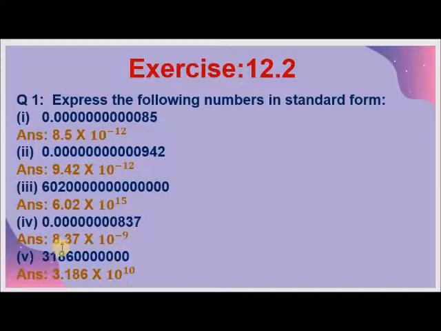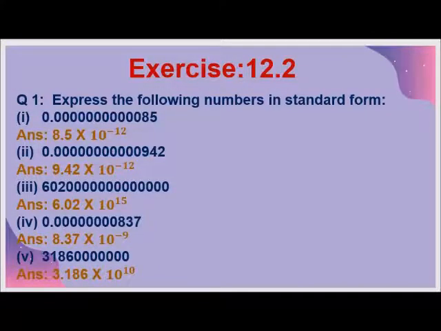Now fifth part is 3186000000. To write it in the standard form, we'll put the decimal after 3. This number has a decimal and 0, and if we shift the decimal to after 3, then we have to count these digits, and if we count these digits, these are 10, and we are shifting our decimal towards our left side, so that should be positive. So here we can write it as 3.186 multiplied by 10 raised to the power 10.